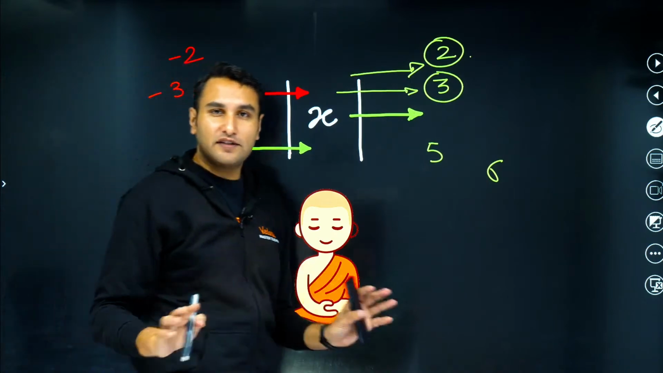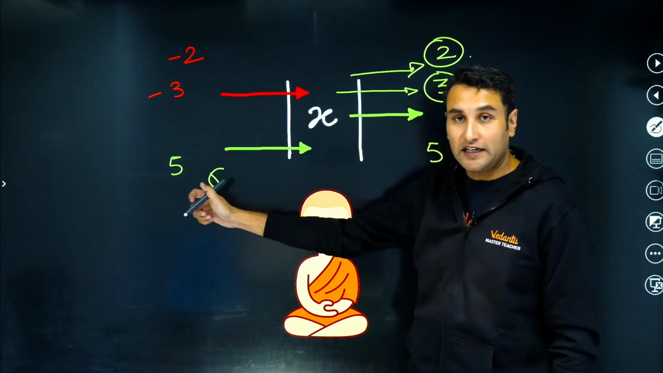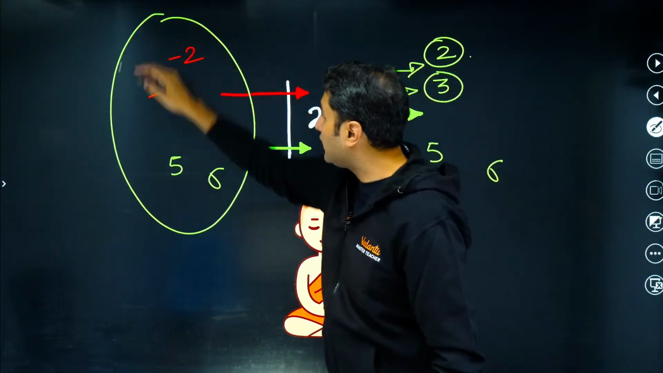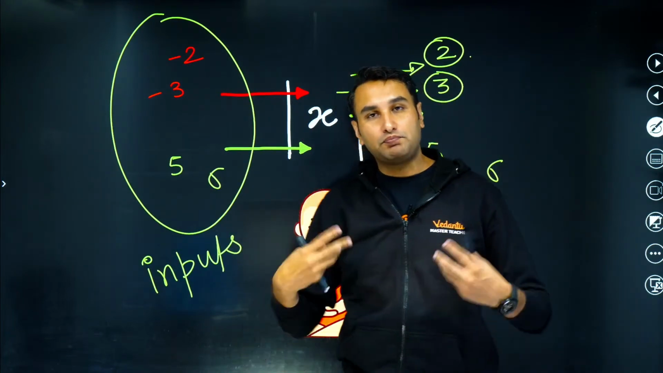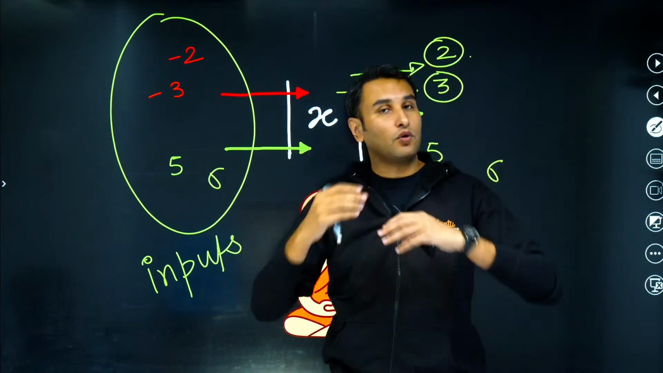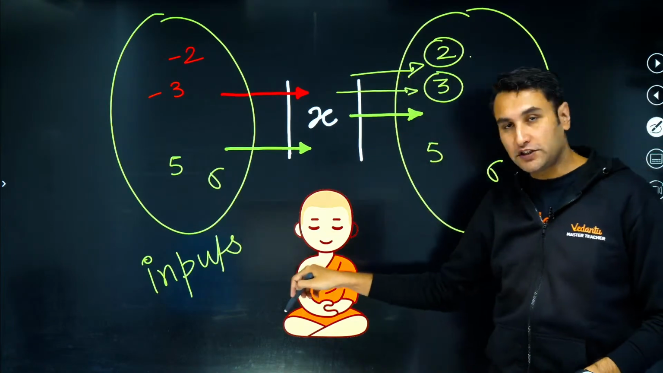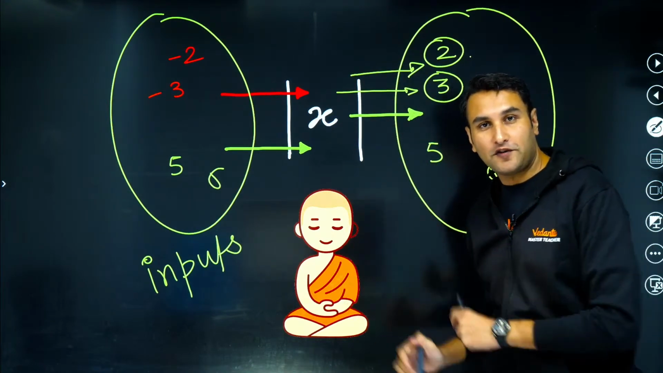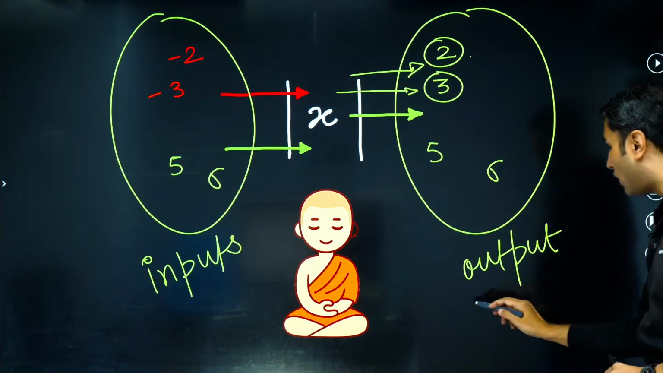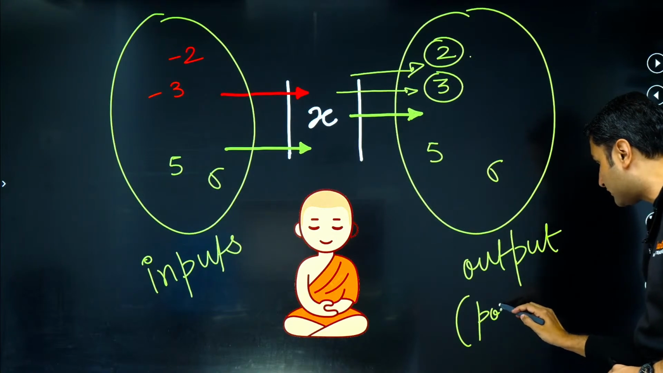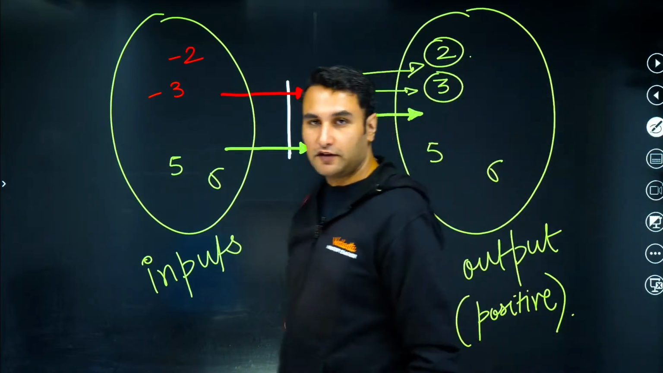Right? It is very simple. So what does this Baba do? It ensures that whatever the input is, these are your inputs. Inputs can be positive, negative, 0, whatever. But the important thing is that the output of this function, modulus x, the Baba function, is always a positive number.